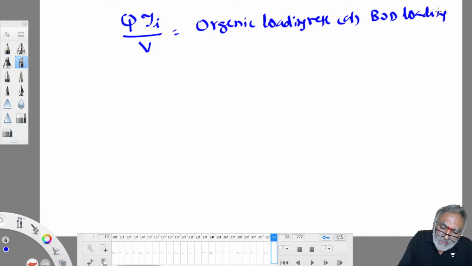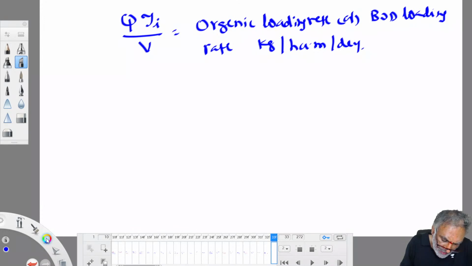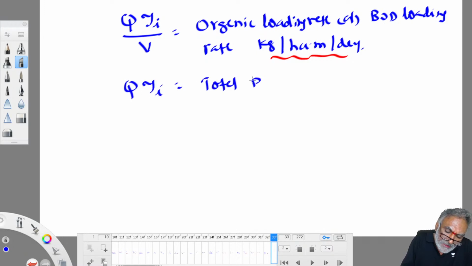Because it is an empirical equation, units must be properly substituted. It is kilograms per hectometer per day. It should be in this unit system, organic loading rate or BOD loading rate. So if we take only Q into YA, what is that? Total BOD applied to trickling filter, in kilogram per day.